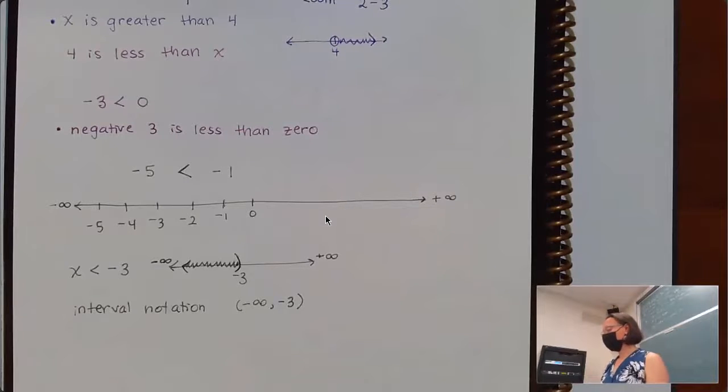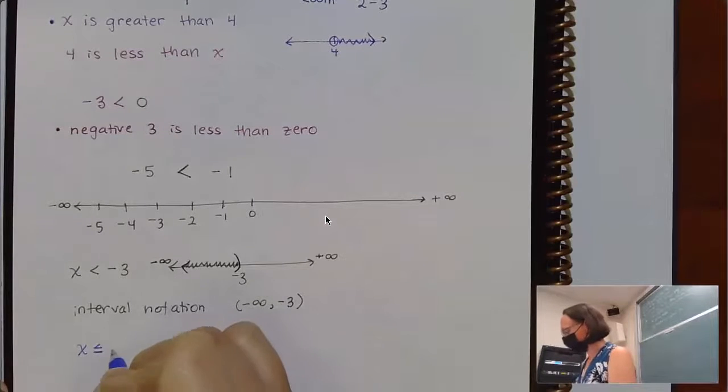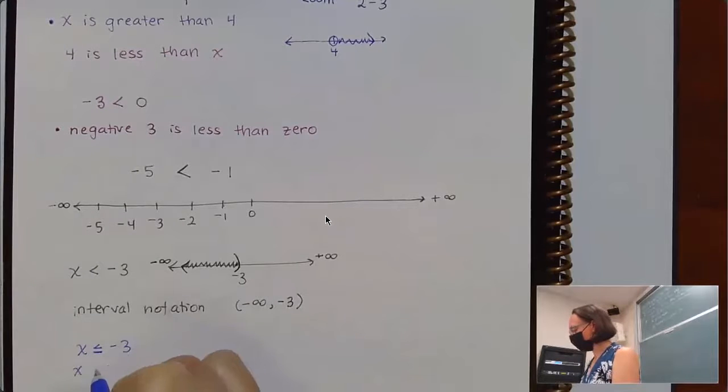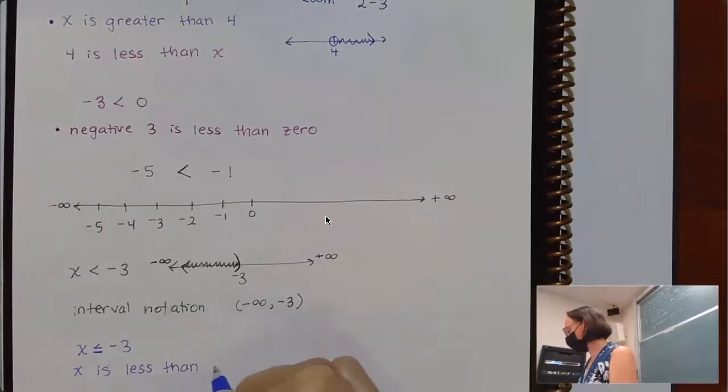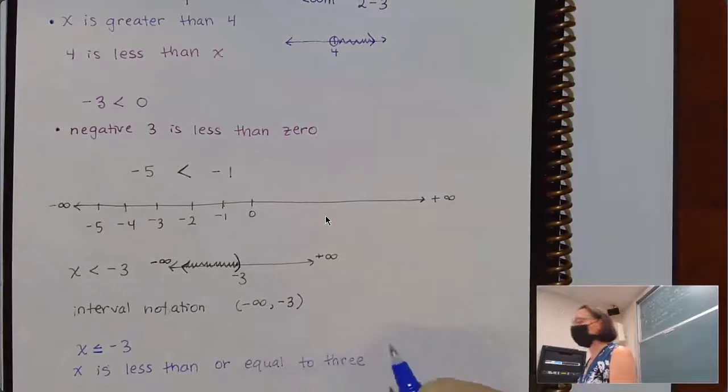Notation wise, if I wanted to also include the value of -3, I would have to write something like X is less than or equal to -3. So we read this symbol as X is less than or equal to -3.